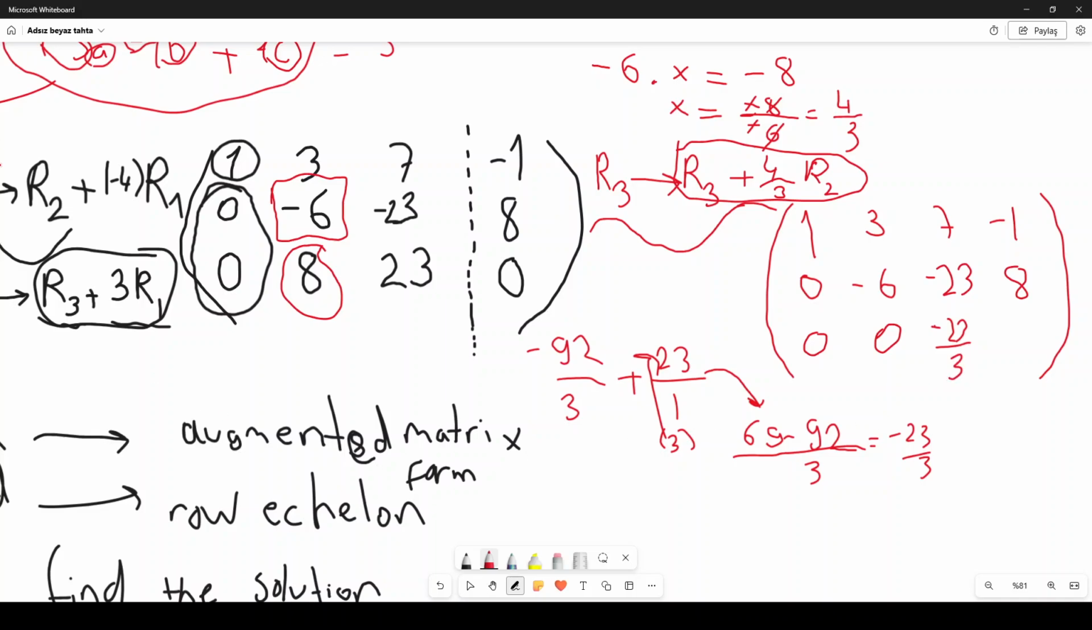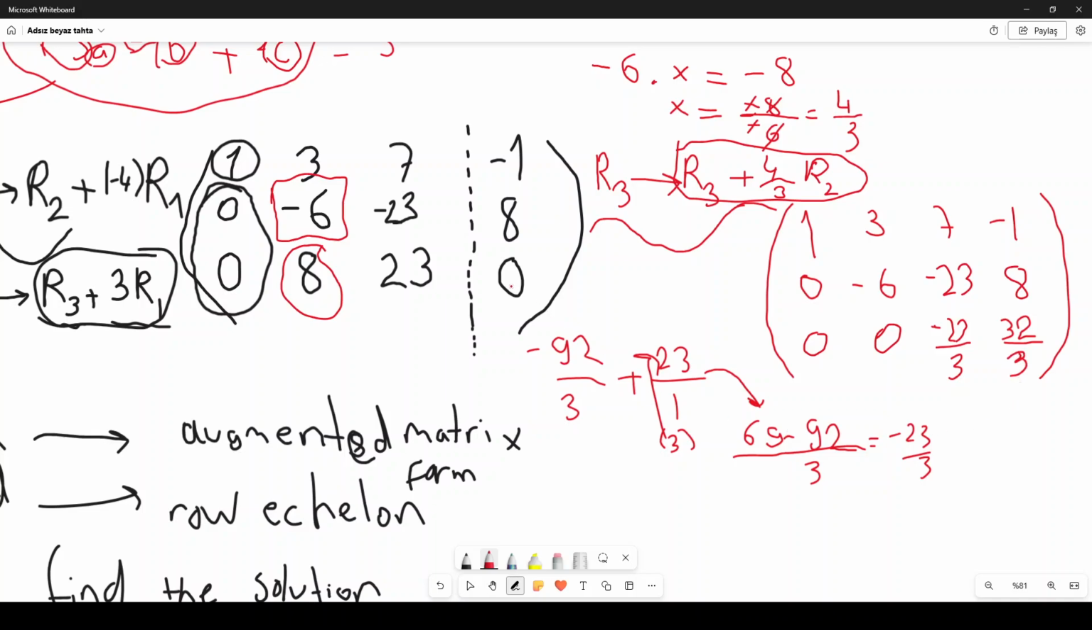Yeah, we may find fractional values. It is very usual, right? It's normal. And again, 4 over 3 times 8, it is 32 over 3 plus 0, right? We got 32 over 3, right?